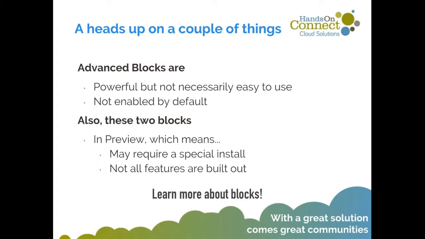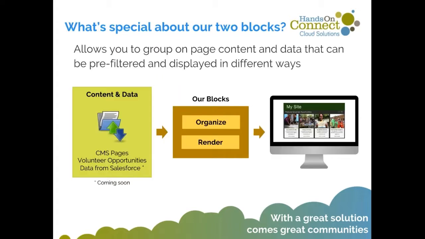Now, these two blocks are what we call advanced blocks. The way we have our block structure is we have standard blocks, which are designed to be easy and intuitive. We also have some intermediate blocks that are still easy to use, but might require a little bit more training or reading of documentation. Then we have the advanced blocks that are designed to deliver functionality and are not necessarily easy to use, but allow you to do things that can be interesting for you. They're also not enabled by default, which means you have to request that they be enabled.